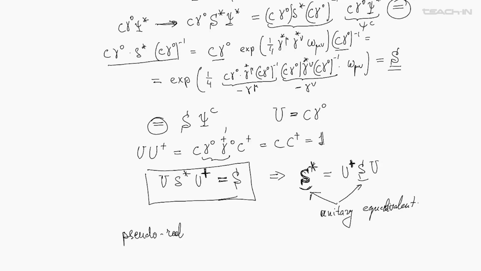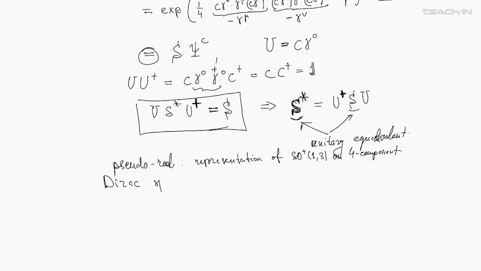And therefore, from here we learn that the representation of SO+(1,3) on 4 component Dirac spinors, in other words, the spinor representation on 4 component spinors, is reducible. This is something which we learned before. And it is pseudo-real. Reducible and pseudo-real, we just learned about it.